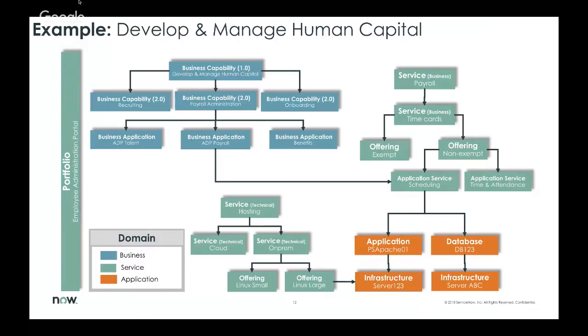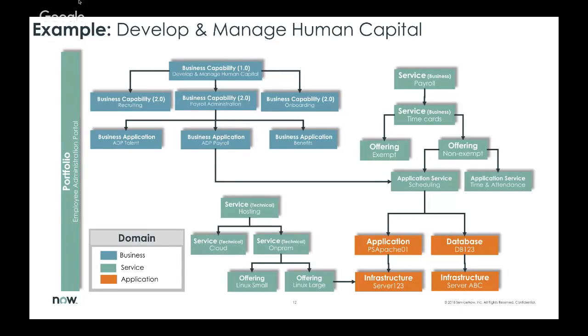And then we've got the service model to the right, which in this case, the business service is payroll. The example we have here, there's a child business service, which is time cards. And then there's two offerings that make up time cards. It's for exempt and non-exempt. And then if you break out that offering and look at the underlying application services, you can see scheduling and time and attendance as the two application services.